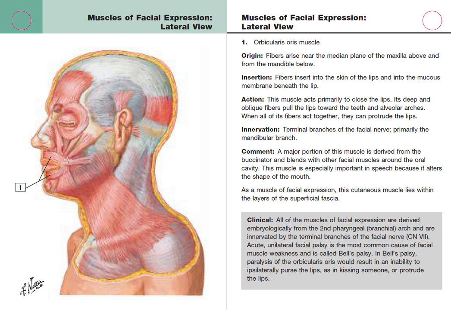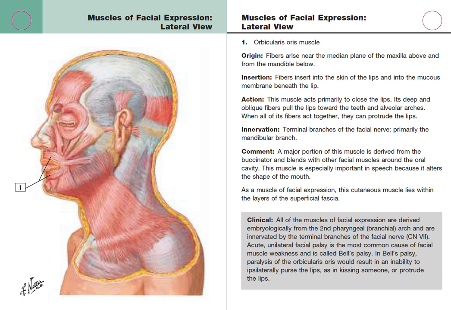The orbicularis oris is innervated by terminal branches of the facial nerve, primarily the mandibular branch. The mandibular branch of the facial nerve, also known as V3, well, of course, others would call it V3, the mandibular branch of the facial nerve.